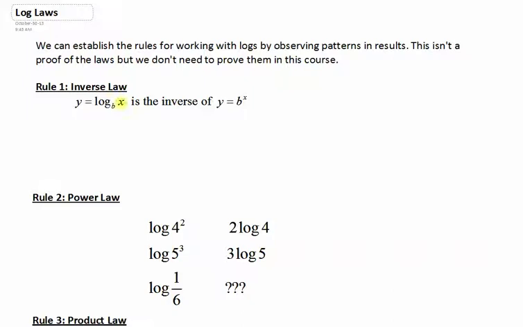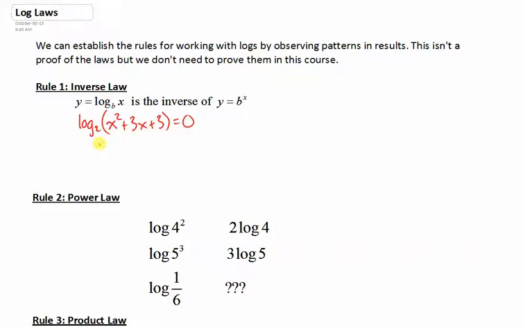And the first one is the inverse law, which you're already familiar with, and basically says that a log base b of x function is the inverse of the function y equals b to the x exponential. So a problem that you may get that you need to work with could be something like this: log base 2 of the polynomial x squared plus 3x plus 3 equals 0. And you're trying to solve this equation.